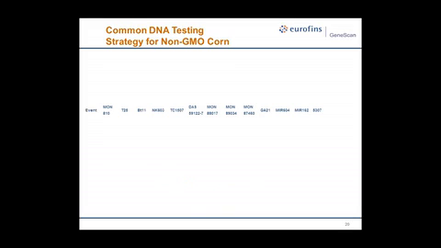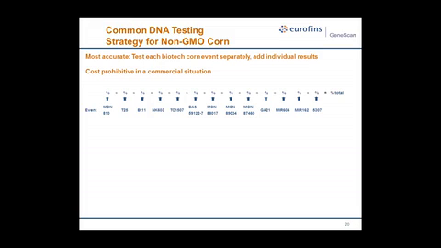So common testing strategies: if you work in a regulatory environment or a research environment, it might make sense to do a single test for every single event out there. And you add all those single event tests up, you get a total percentage. Now, this is very accurate, but it's also very costly and very slow. And in a commercial situation, that's not useful.